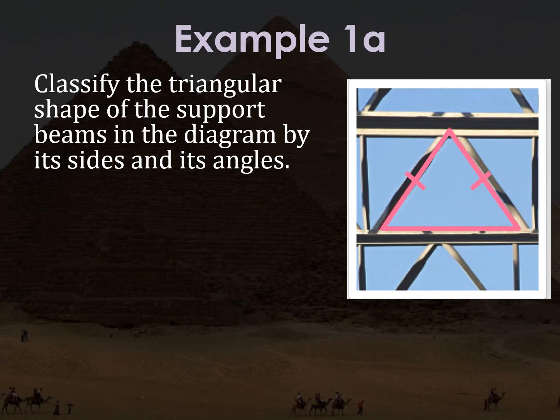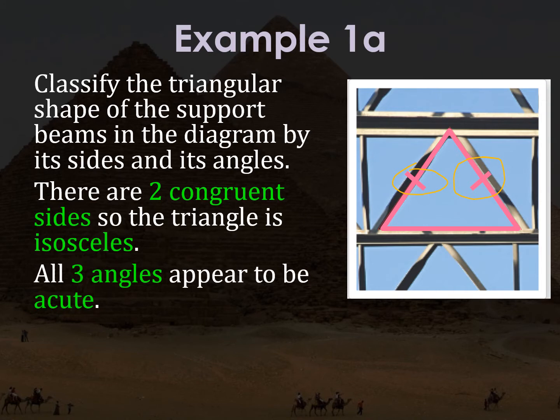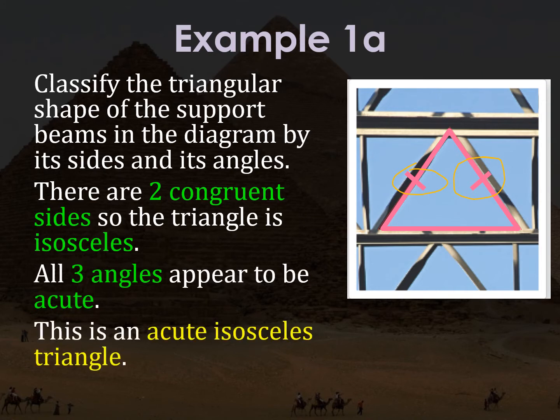1a, classify the triangular shape of the support beams in the diagram by its sides and angles. So notice the hash marks will tell you how many congruent sides there are. So you can see there are two congruent sides based on these markings. So this triangle is an isosceles triangle. Now in terms of angles, you can just look at the diagram and you can see that all three angles appear to be acute. So this is an acute isosceles triangle.